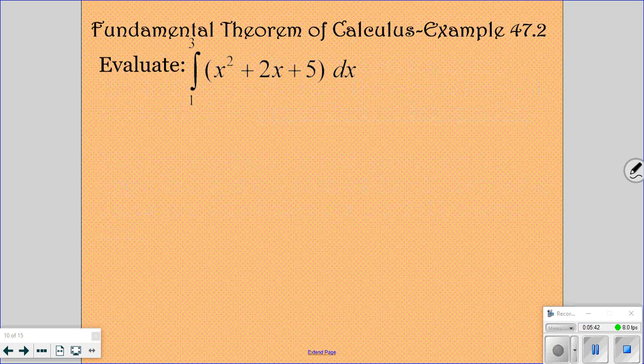So we want to evaluate this. So it doesn't say what is the area under the curve. It just says evaluate your integral. But that's what you're finding. We are going to be finding the area under this parabola from 1 to 3.